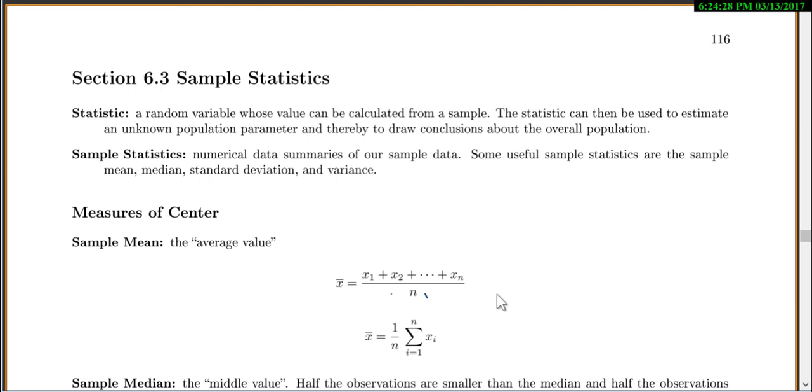Then section 6.3 is about sample statistics. It's basically just how to summarize your data now with numbers. So we did graphs, now let's do numbers.